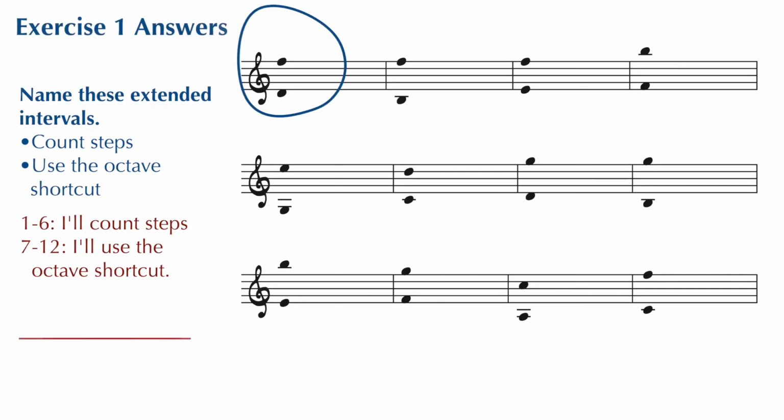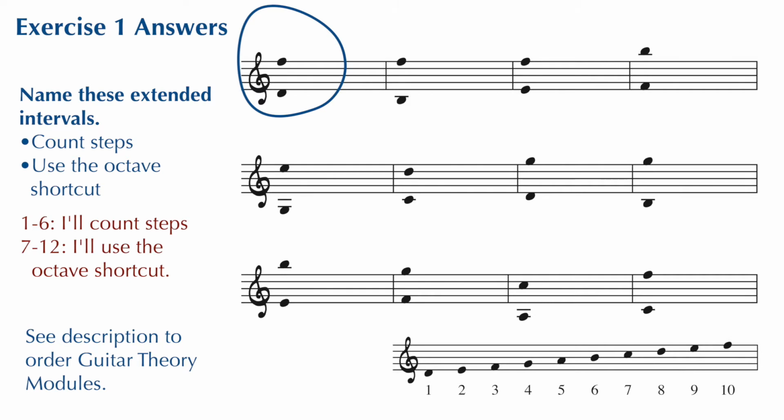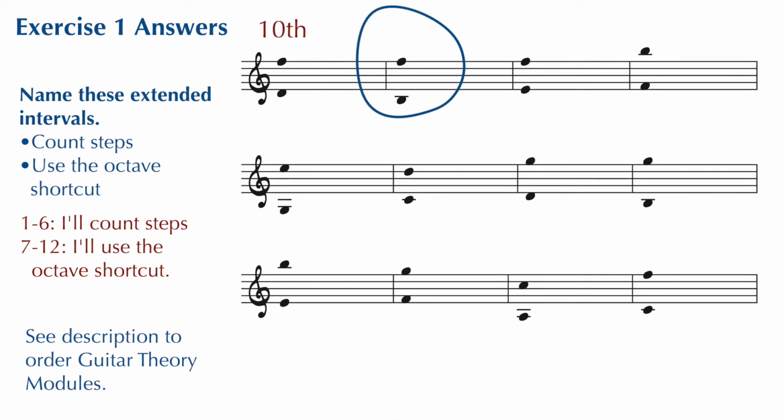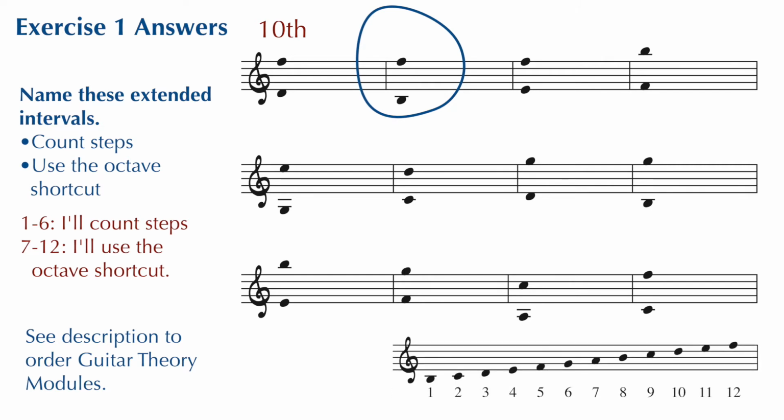Number 1, D to F. Count the notes from D. 1, 2, 3, 4, 5, 6, 7, 8, 9, 10. That F is a 10th above D. Number 2, B to F. Count the notes from B. 1, 2, 3, 4, 5, 6, 7, 8, 9, 10, 11, 12. From this B to this F is a 12th.